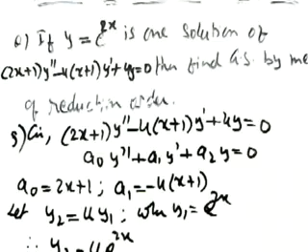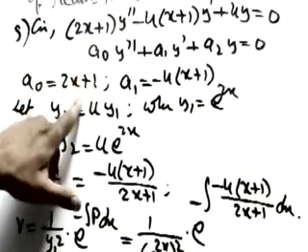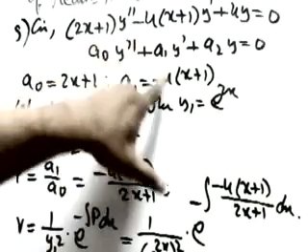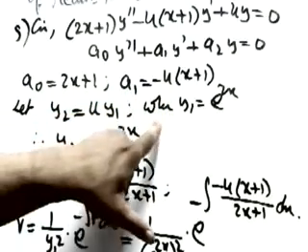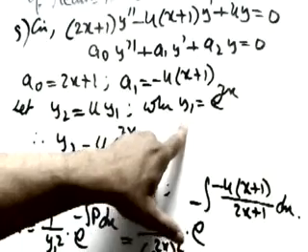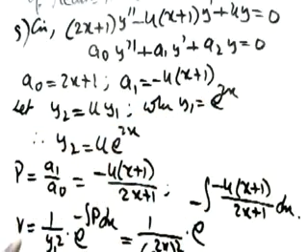Now see here, next question on the board. If y equals e power 2x is one solution of the given equation, then find the general solution. Let me start in the same manner. Now compare this one. A naught is 2x plus 1. a1 is minus 4 into x plus 1. So let y2 equal u into y1, where y1 is the first given solution, e power 2x. So u into e power 2x.